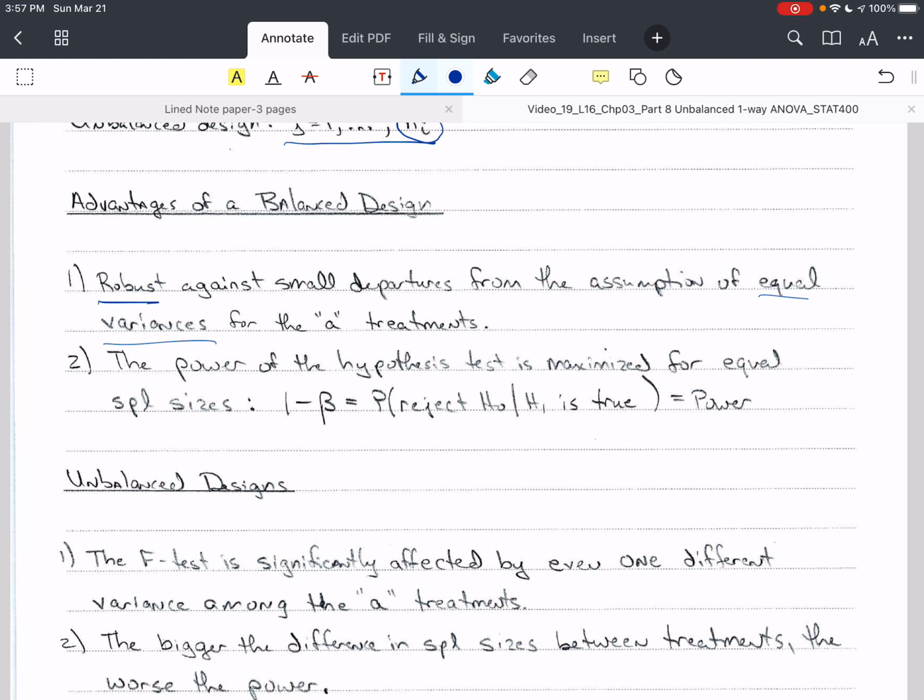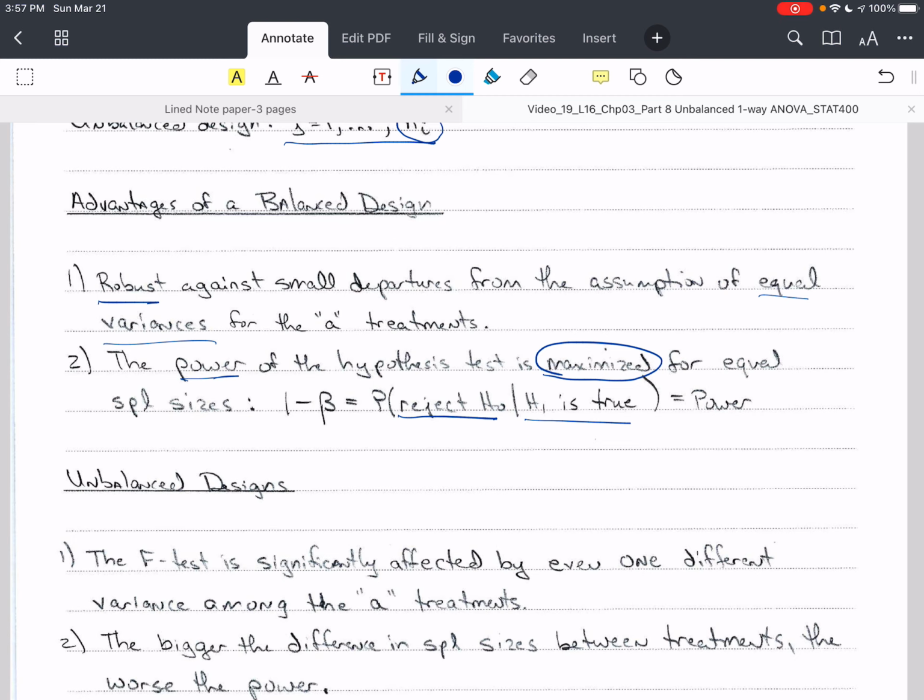It will be fine. Also, when we have a balanced design, then the power of the test is maximized, and that's a very good thing. That's exactly what we want. We want a high power. And the power is the probability that we reject H0 given that H1 is true. So given that the alternative is true, we reject the null, which is what we're supposed to do.